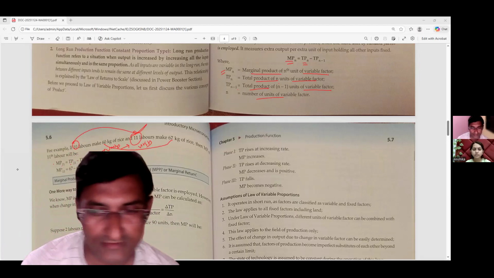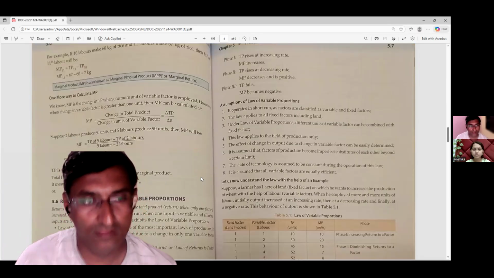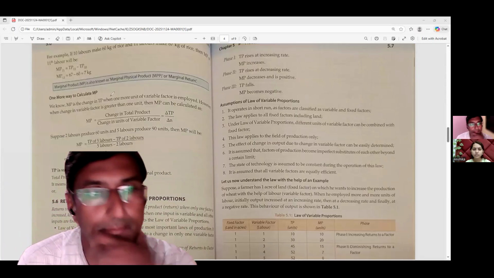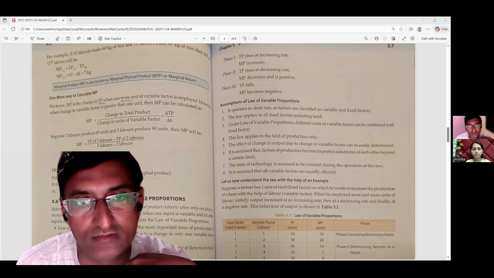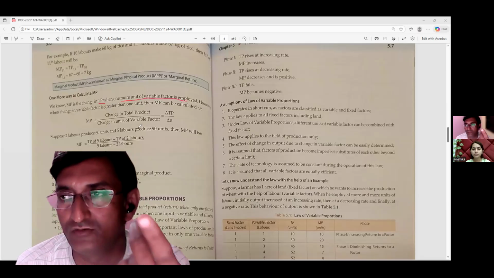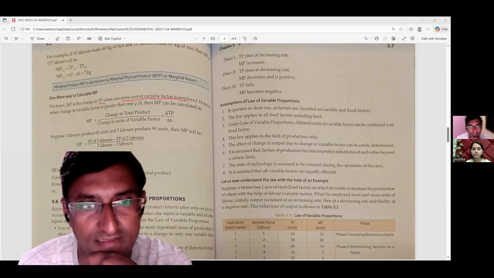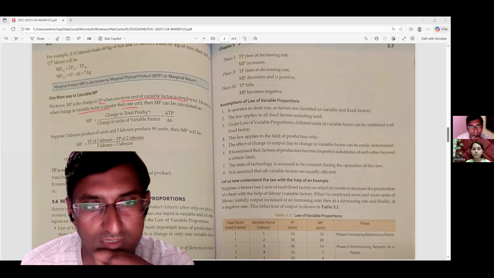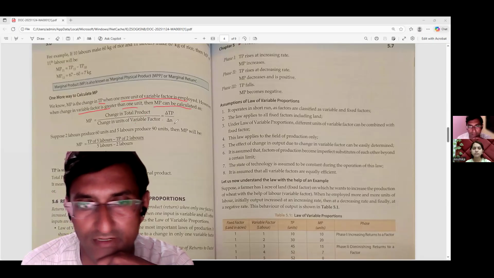Let's see another example. One more way to calculate MP. This is the second example. We know MP is the change in the TP. MP will change in the TP when one more unit of variable factor is employed. However, when the change in variable factor is greater than 1 unit, then MP can be calculated like this: change in total product divided by change in units of variable factor is equal to delta TP by delta L.